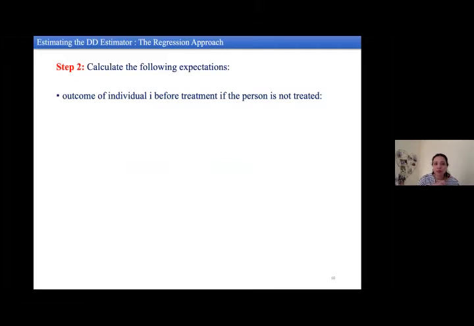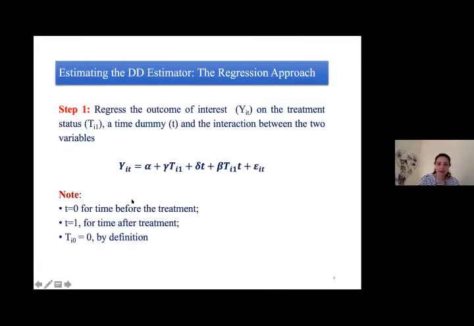I want you to calculate what is the expected outcome of the individual i at period 0, before the implementation of the treatment, if the person is not treated. So again, this is our regression. I want you to calculate what would be the expected outcome of interest for an individual who is not benefiting from the Takaful program at period 0, which is 2012.